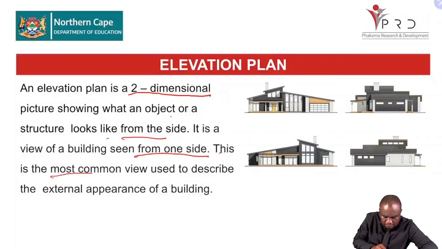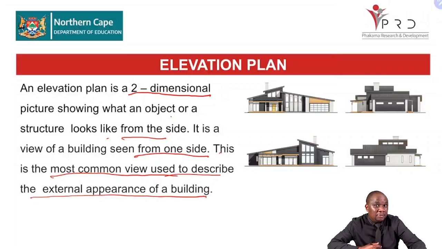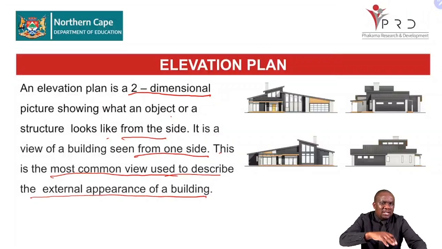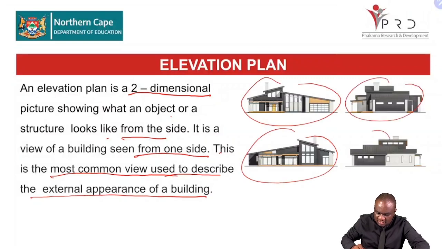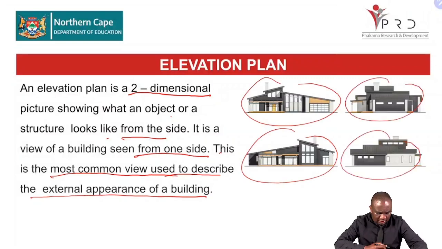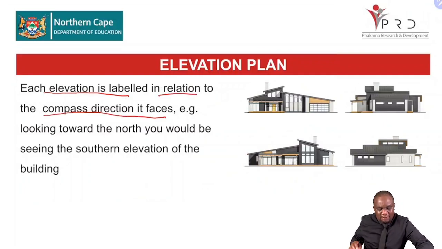This is the most common view used to describe the external appearance of a building. So when you want to see the external appearance of the building, it is better to see all the side views: northern side, southern side, eastern side, western side. Then you can see how the building looks. Okay, like this. This is a side view. This is another side. Okay, right. And then we have another one. It says here, each elevation is labeled in relation to the compass direction it faces.